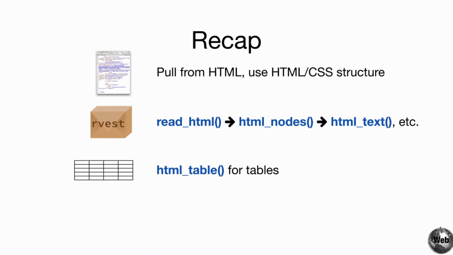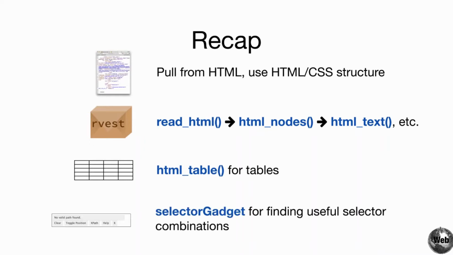If your node is a table, you can extract the whole table as an R-friendly data frame with html_table, and then you can use the Selector Gadget widget to find useful selector combinations to get just the information that you want. This is the best way to go about it because there's not necessarily going to be much rhyme or reason or intuition to follow about which CSS selectors best describe what you want.